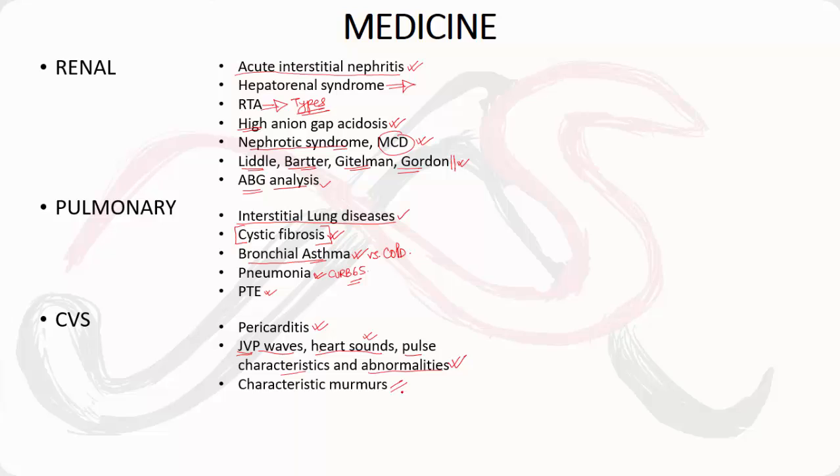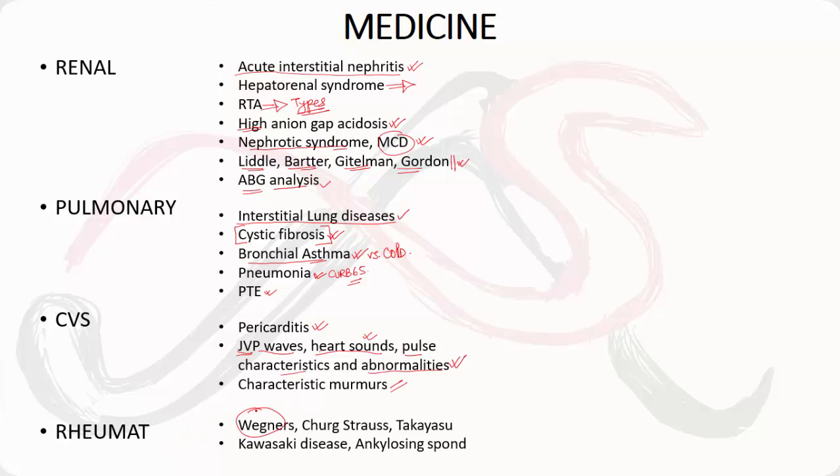Then there are certain characteristic named murmurs and you have to know the diseases in which they are heard. Rheumatology, especially Wegener's granulomatosis, very important. This is a 5-star topic. You should do it very well. Churg-Strauss disease, Takayasu arteritis, Kawasaki disease like in peds as well, and ankylosing spondylitis.